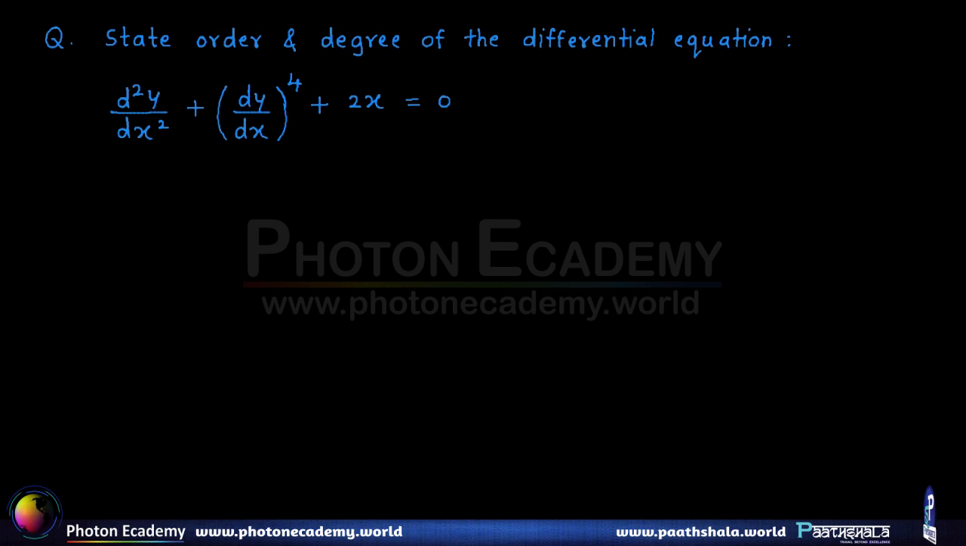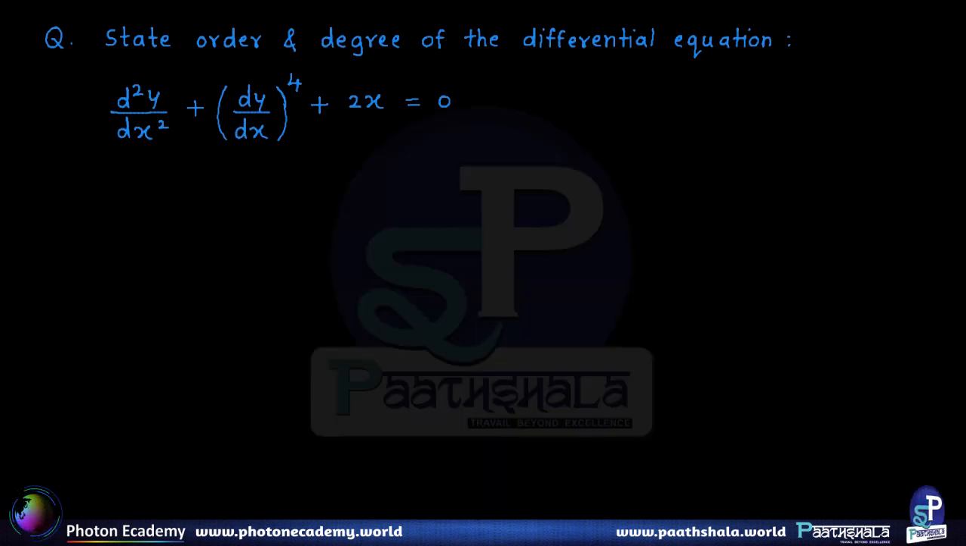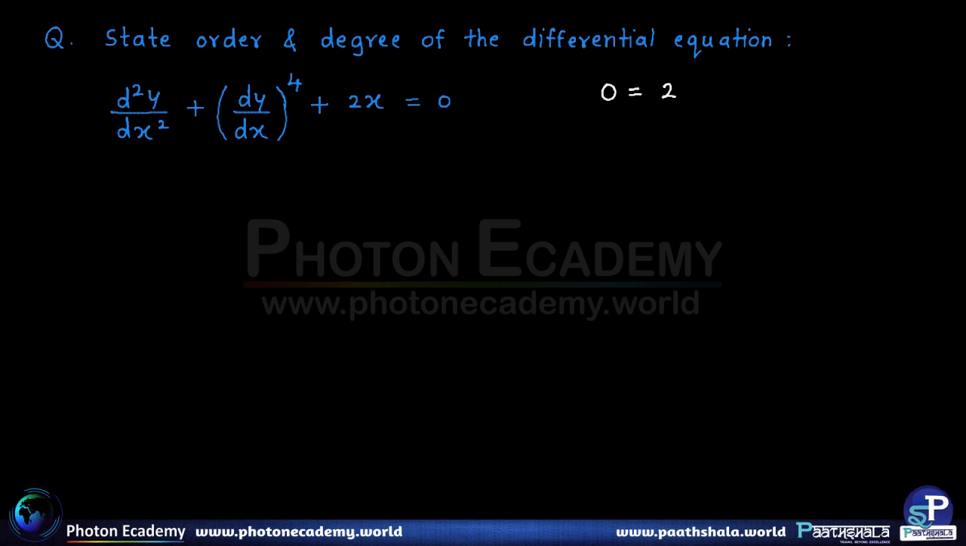Here we are given d square y by dx square plus dy by dx whole raised to 4 plus 2x equal to 0. Now as far as order is considered, we can see that the first term is the second order derivative. So therefore the order is 2. And for the degree, we check that both the conditions are satisfied, that is it's a polynomial in derivatives and free from negative or fractional indices.